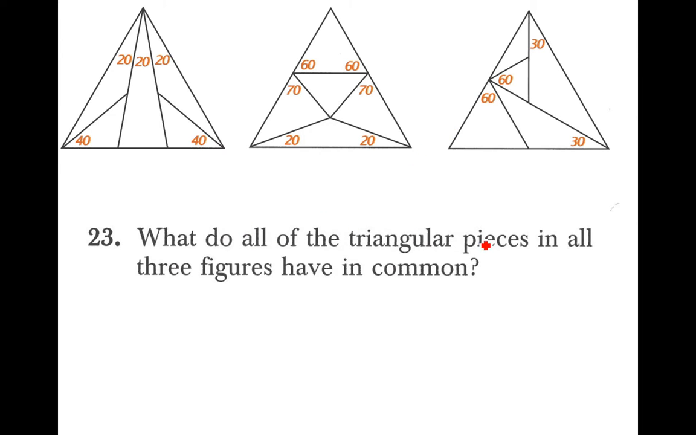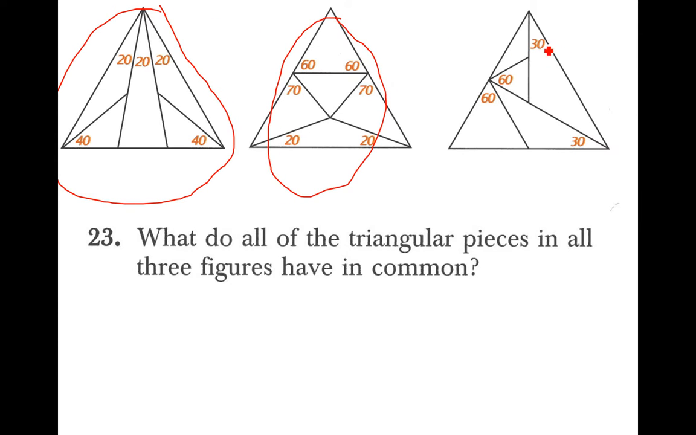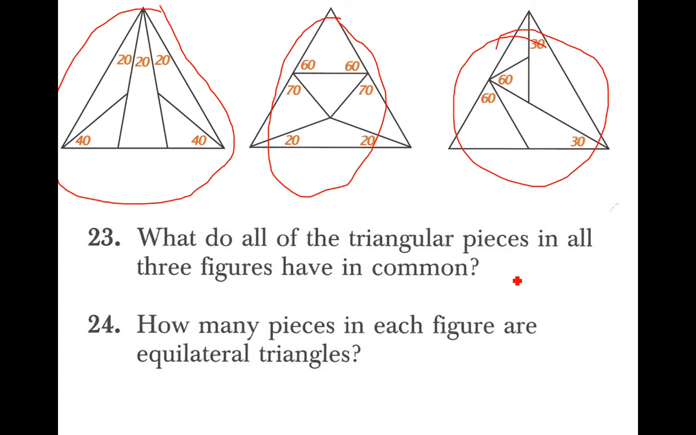What do all of the triangular pieces in all 3 figures have in common? So if you look at all of the triangles in this one, all of the triangles in this one, and all of the triangles in this one, they have something in common. It's worded kind of strangely. See what you come up with. How many are equilateral triangles? You may not have the same answer in each one. So you are going to need 3 different answers here.